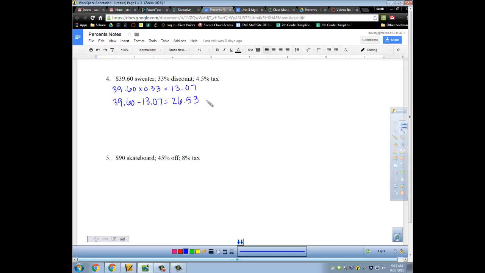So now we need to include the tax. So we're going to do 26.53 times, move that decimal over twice, it becomes 0.045, which is 1.19385, so that rounds to 1.19. Since tax makes it more expensive, we're going to add that 26.53 plus $1.19. That's going to give us a total of about $27.72 for our sweater.